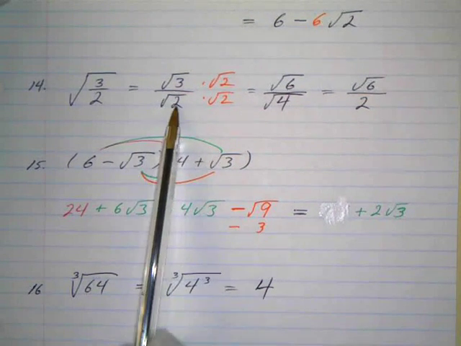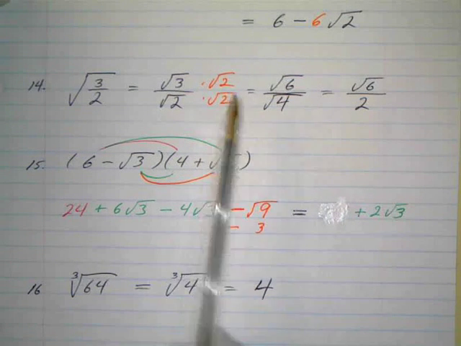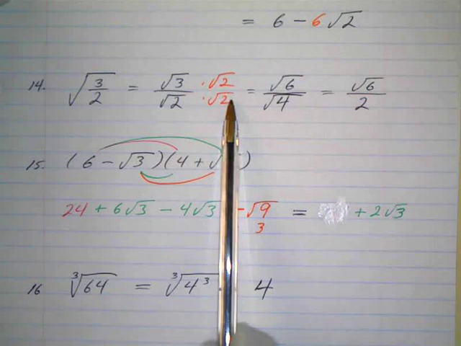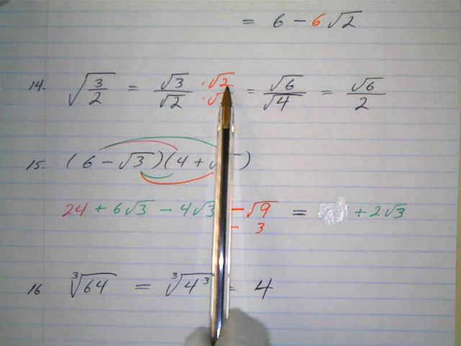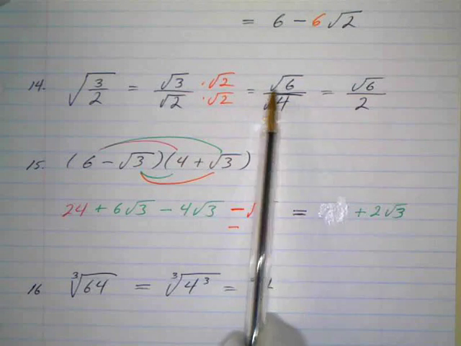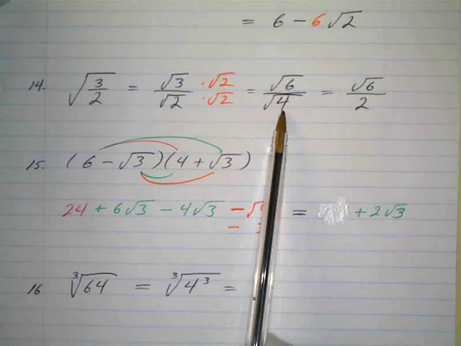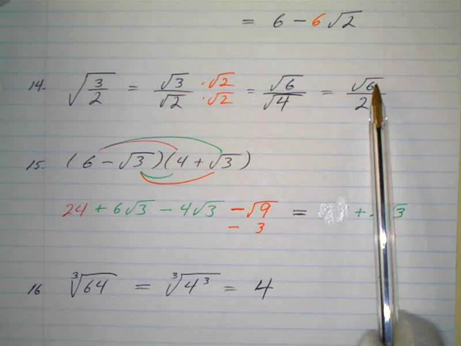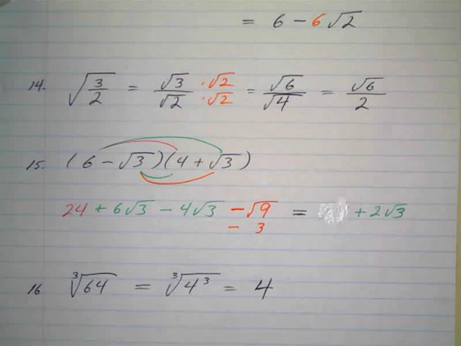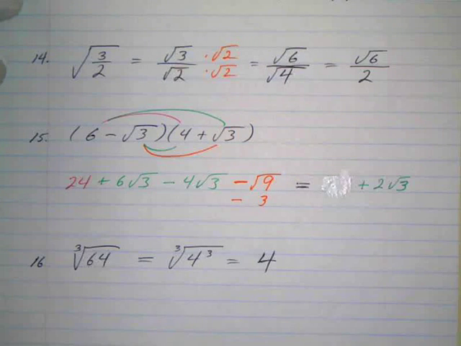So we multiply by whatever makes this a perfect square as soon as possible, and that's just going to be 2. So multiply the top and the bottom by the square root of 2. And remember, the square root of 3 times the square root of 2 is the square root of 6. The product of the square roots is the square root of the product. And the square root of 2 times the square root of 2 is the square root of 4, and the square root of 4 is 2. So I just end up with the square root of 6 over 2. And now we have a binomial multiplication involving radicals, so we have to use the FOIL method. Good old Mr. FOIL.